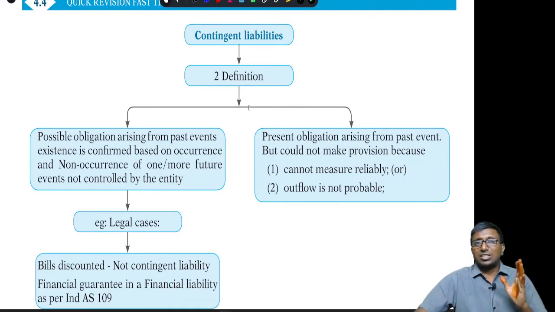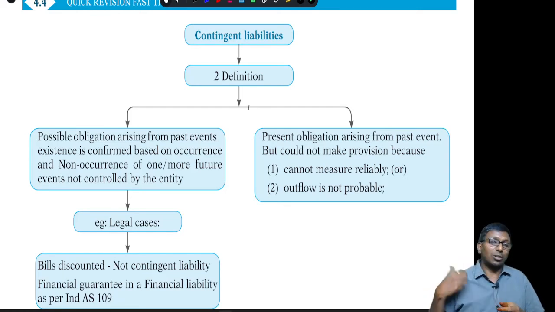That's it about provisions. Contingent liabilities: there are two definitions. One, it's a possible obligation arising from past events, the existence of which will depend upon the occurrence or non-occurrence of one or more future events which are not under the control of the entity. It's a possible obligation, that is, less than or equal to 50%, but not remote. And the second definition is a present obligation arising from a past event, but we cannot make a provision because the other two conditions of provisions are not satisfied. That means either we are not in a position to say that an outflow of future economic benefits is probable, or we are not in a position to measure it.